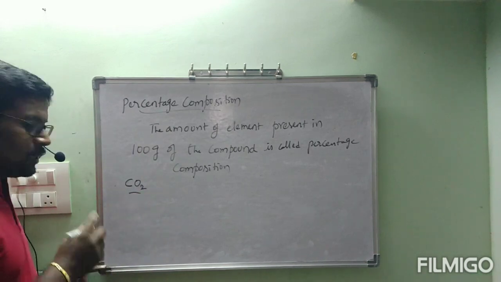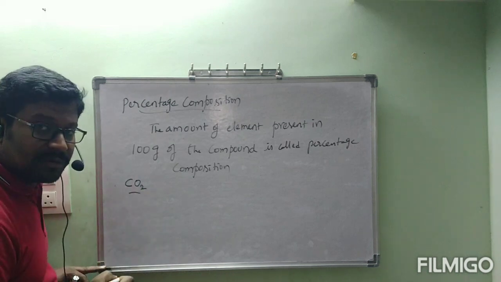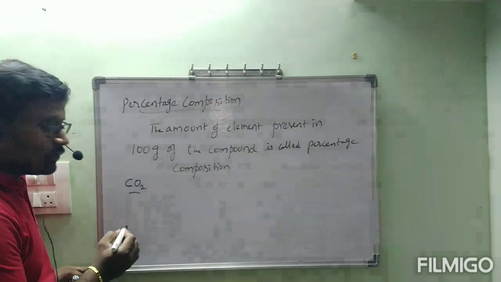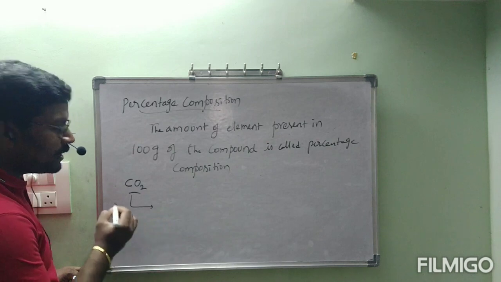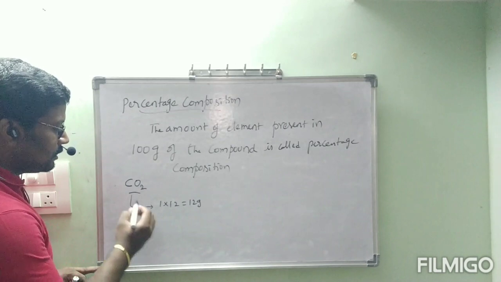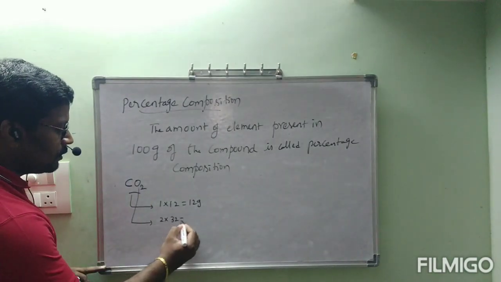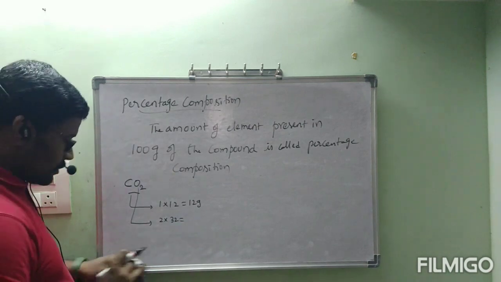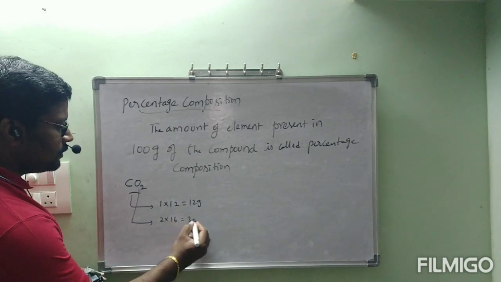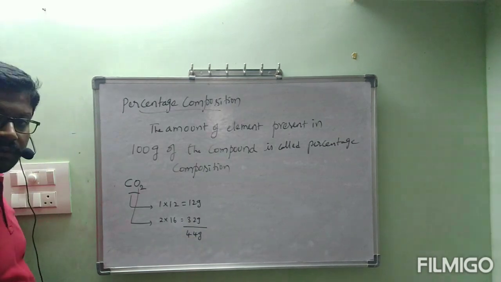First, let us consider the gram molecular weight of CO2. Okay, what is the gram molecular mass of CO2? How many carbon atoms are there? 1. 1 into 12 is equal to 12 grams. Oxygen 2. 2 into 32, sorry, 2 into 16 is equal to 32 grams. Total 44 grams of CO2. Okay.